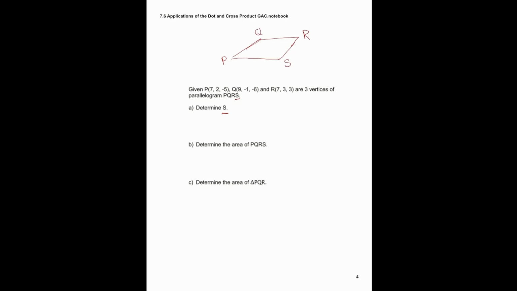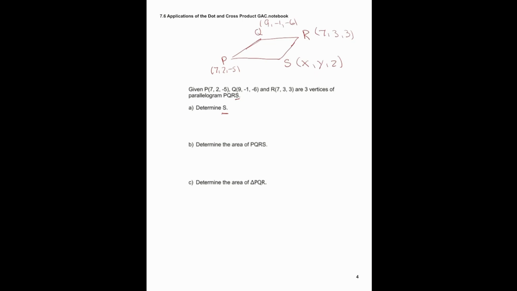We know P is 7, 2, -5. We know Q is 9, -1, -6. We know R is 7, 3, 3. We don't know S, but we do know it will have an X, Y, and a Z component because it's in 3 space. So that's what we're going to be trying to figure out.